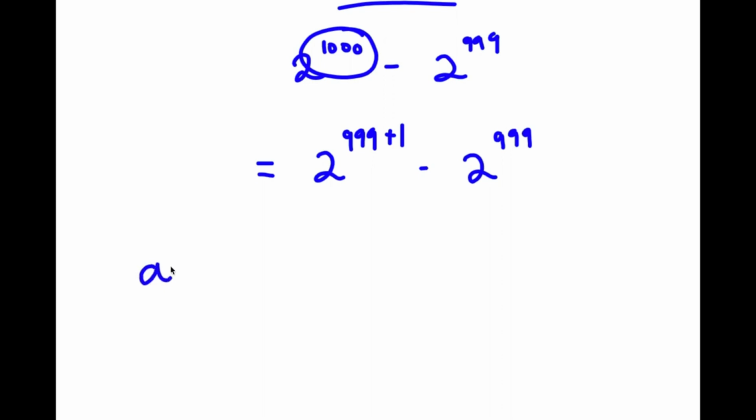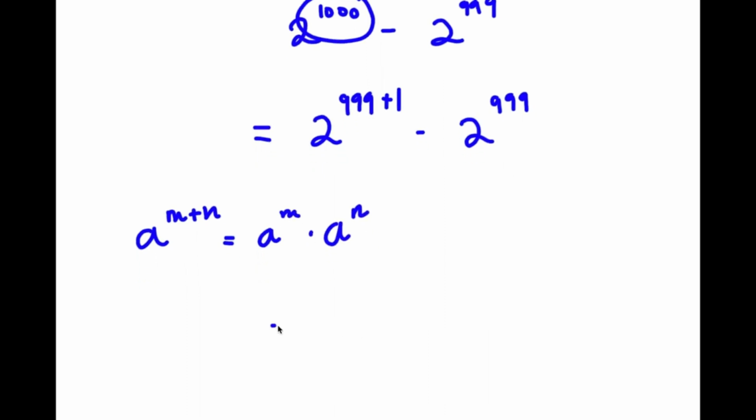And if I have something in the form a to the power of m plus n, this is equal to a to the power of m times a to the power of n. So 2 to the power of 999 plus 1, that's going to equal 2 to the power of 999 times 2 to the power of 1. Now I have this minus 2 to the power of 999.